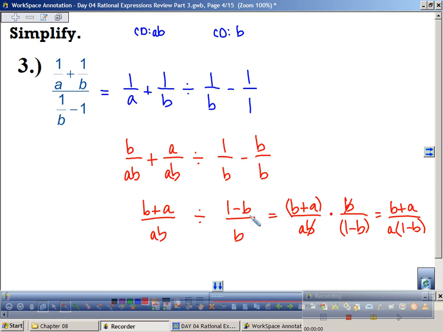Yes? Because it's all multiplication. You can cancel as long as you're only multiplying. Not when you're adding, put a box around it. It's boxed, right? But if it's multiplication, it's fair game. Got it? Yes. And the denominator, 1 over B minus 1.